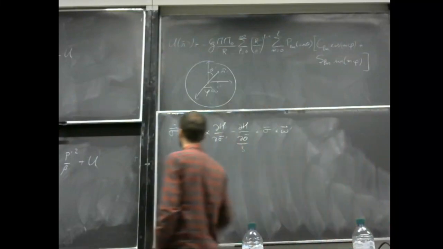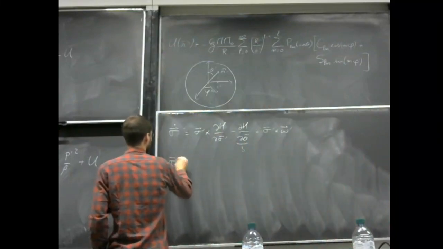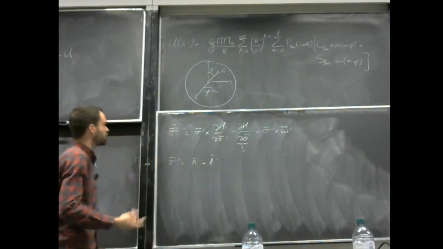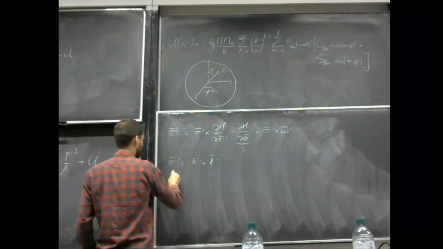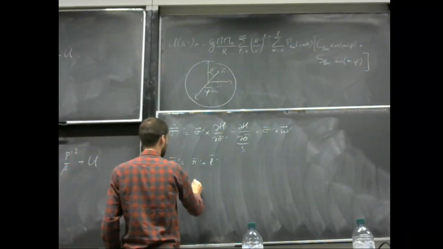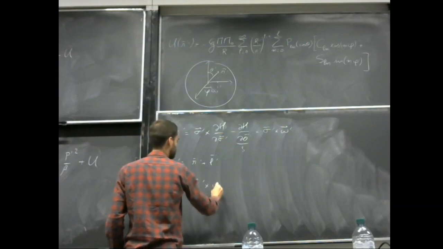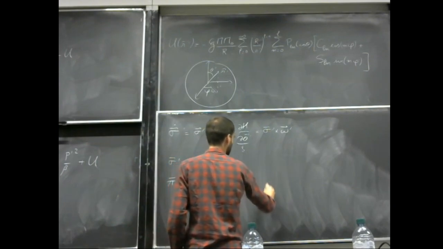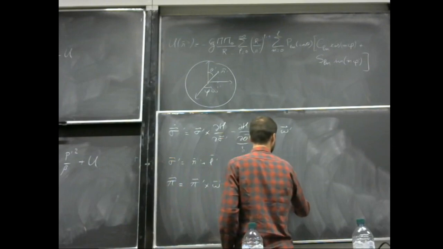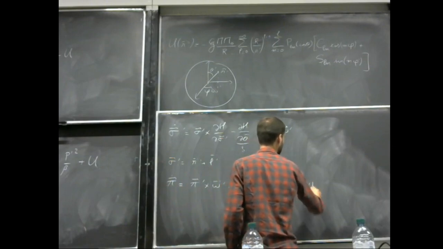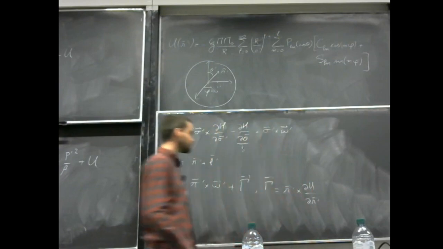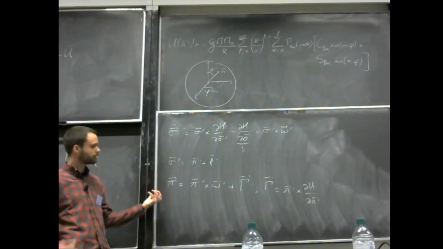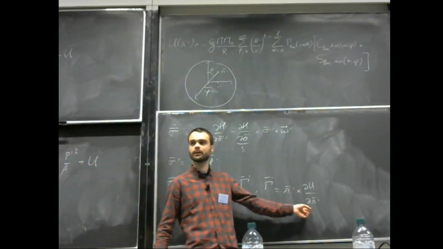And now, if you replace sigma prime by pi prime plus l prime, you can also compute the equation of pi prime, and you will get pi prime dot, which will be equal to pi prime times omega prime plus the torque, where the torque is r prime times du over dr prime. So we find that the derivative of the angular momentum of rotation in the inertial frame is the torque, where the torque is given by this.